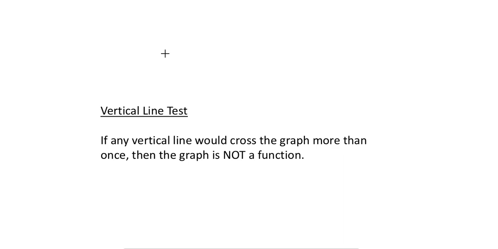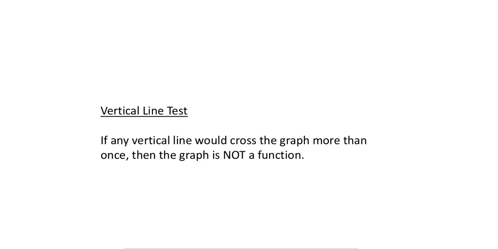So all I have to do is try to spot some place where I could draw a vertical line that would cross it more than once. And then I would know that graph is not a function. If you're unable to do that, if no matter where you would draw a vertical line, it would never cross the graph more than once, then the graph is a function. So this is called the vertical line test.